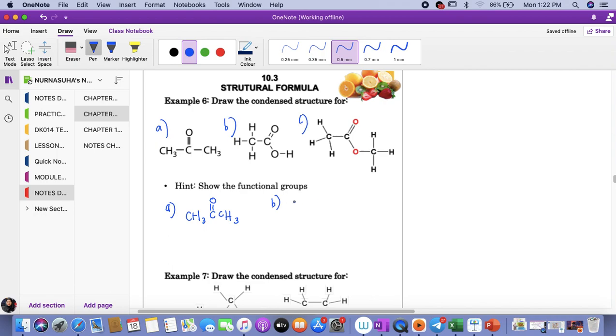What about B? Okay, for B, CH3, COOH. Ataupun CH3, C double bond O, OH. Okay, C. Compound C adalah ester. So, CH3, C double bond O, CH3. Okay.